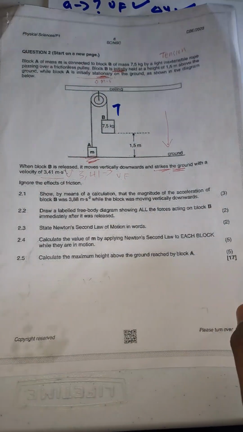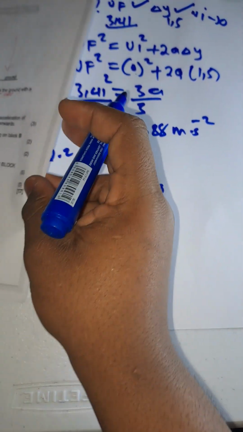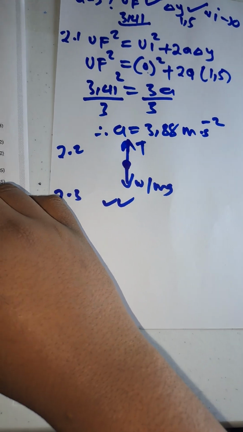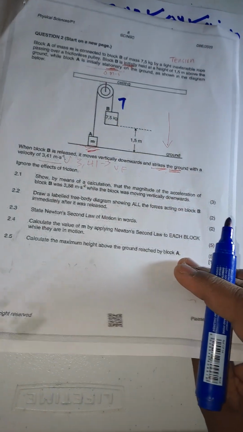Then 2.3. State Newton's second law of motion. Guys, I'm not gonna do it, you know it most. When a net force acts on an object, the acceleration and the force are directly proportional. And then now let's go to the real things.